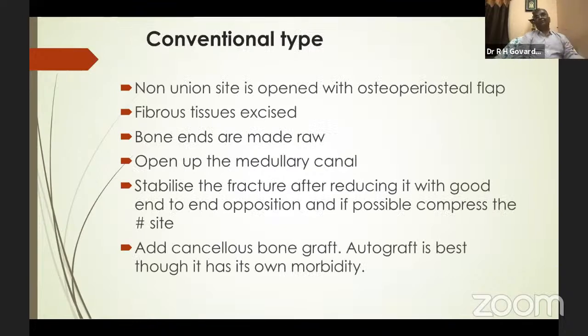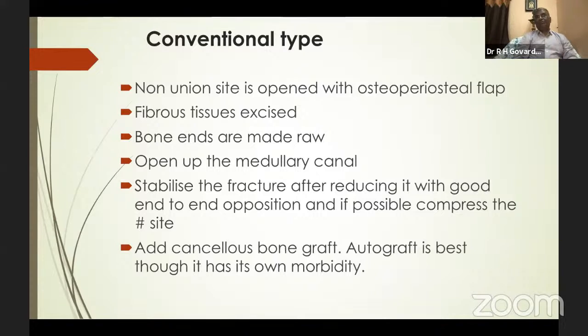In a conventional type, where people are not very much conversant with the Ilizarov type, what is to be done is you have to open up the non-union site with an osteoperiosteal flap. The importance should be given to the periosteum as well as the soft tissues which are covering at the local site. Indiscriminate stripping of the periosteum may not help in healing the fracture. So it is better to take the periosteum along with chiseling of the bone, which I will show you later, and you excise the fibrous tissues which are there at the level of the non-union.